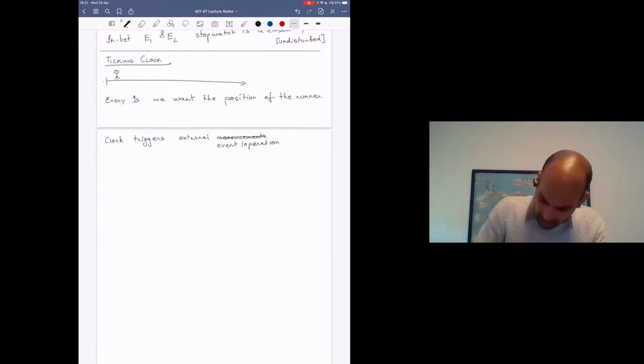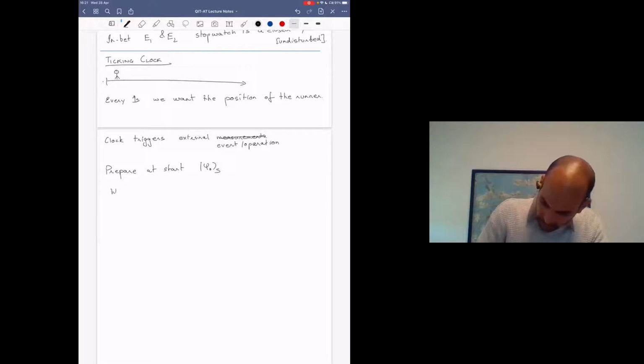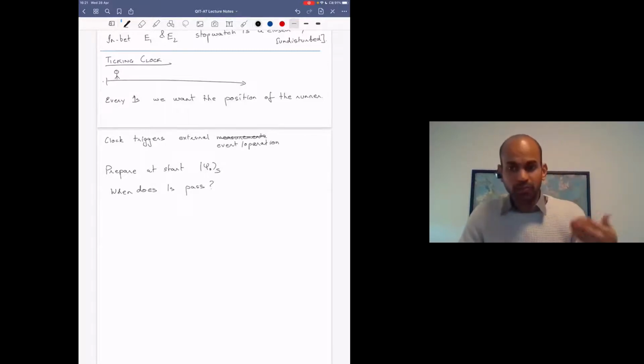So we imagine we do the same thing. We prepare at start psi naught of S. And now we want to know, when does 1 second pass? And so the question is, how is it possible for this clock to tell us that 1 second has passed?